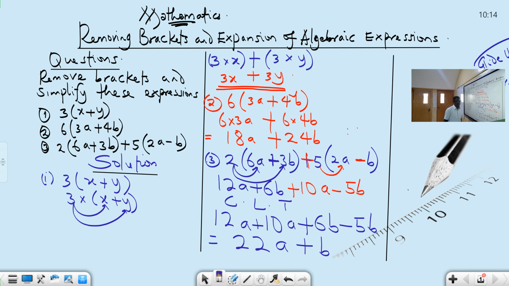And that will be our final answer because we can't simplify further. You don't say this is 22ab. No, we are not multiplying in this case. This is addition. So we leave the final answer like this.